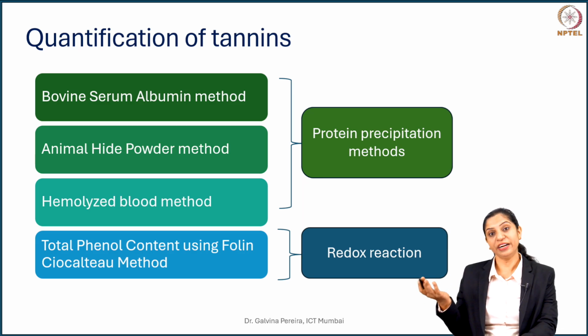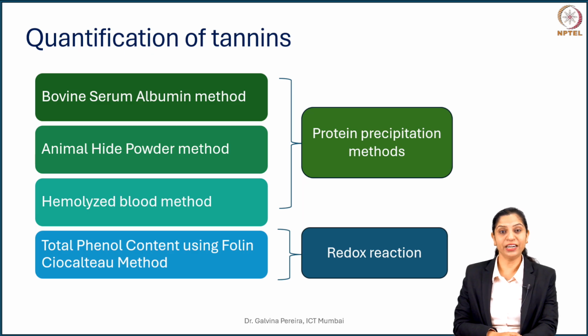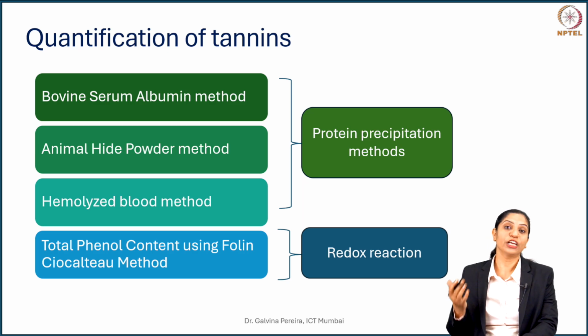Say initially it was 100 microgram per ml, but now after reacting with tannins, my content has fallen down to 80 microgram per ml. That difference I can just multiply by the factor, and I will come to know how much amount of tannins was present. Same applies to your animal hide powder, which can also be used as the source of protein.